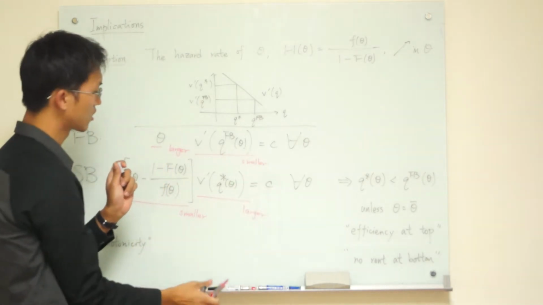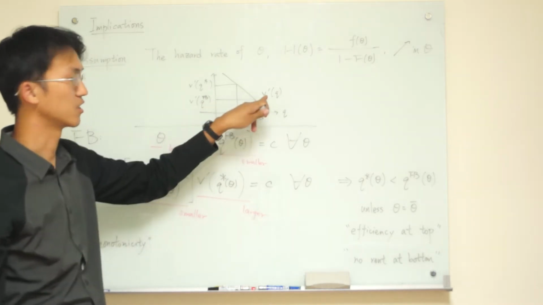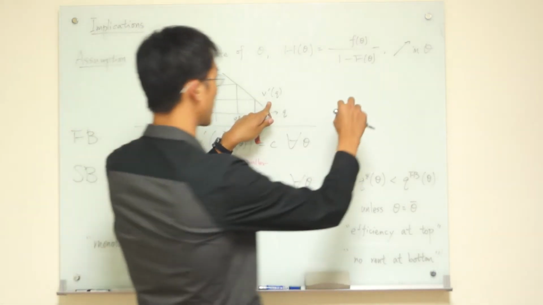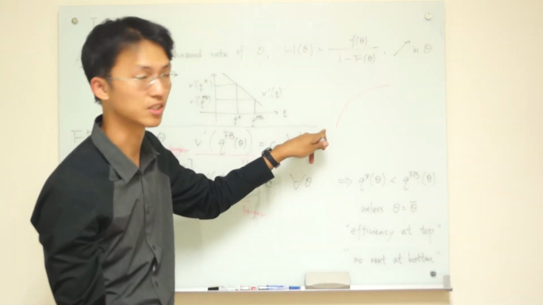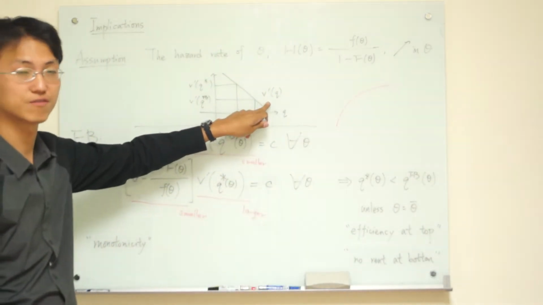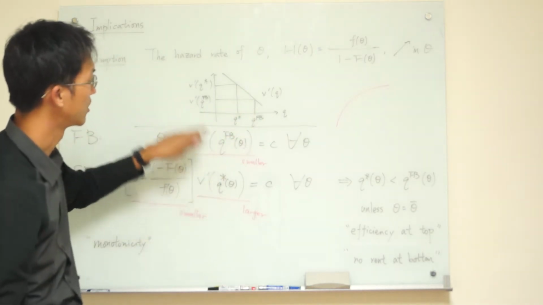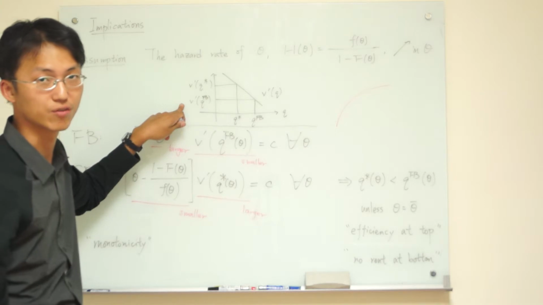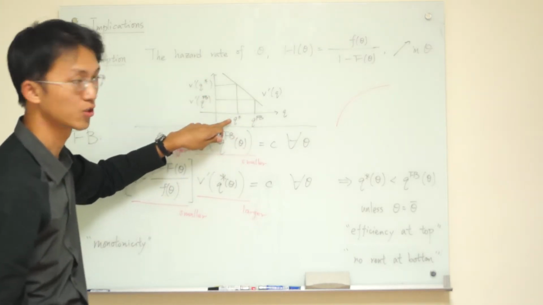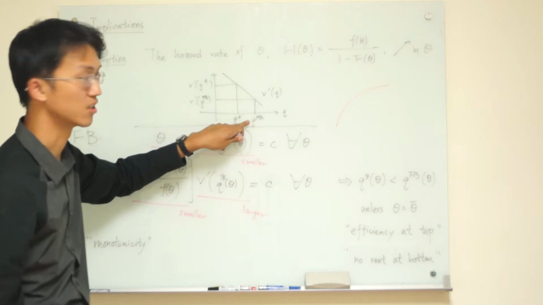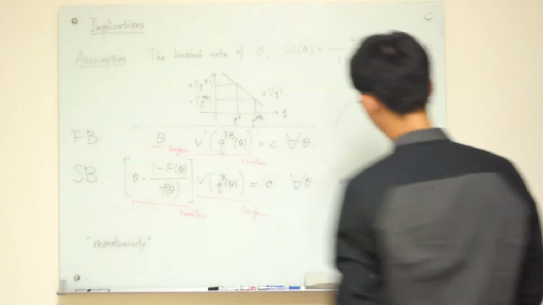So we know V prime is a decreasing function. V is something like this, and the slope is decreasing. So if your V prime of Q star is greater than your V prime of Q first best, that must mean your Q star is less than your Q first best. So we have this conclusion.